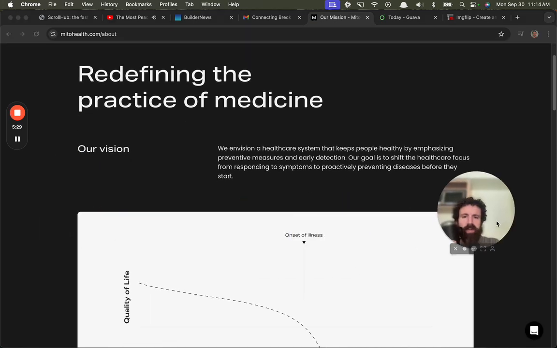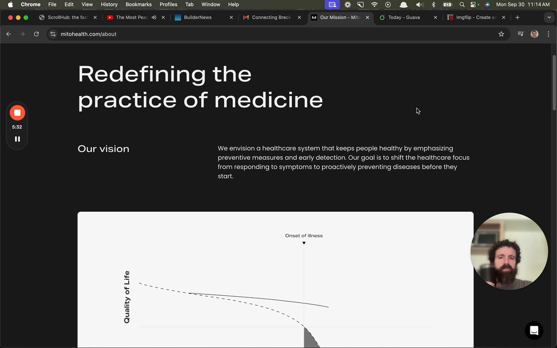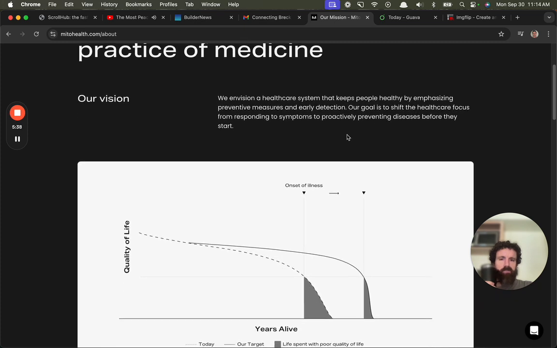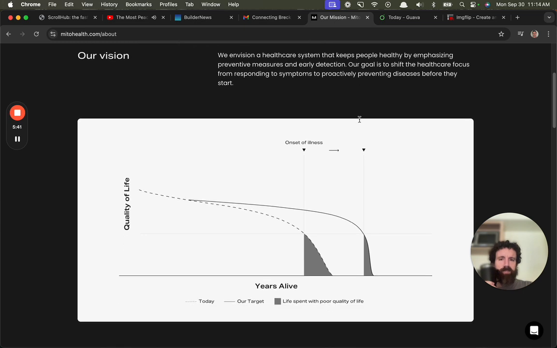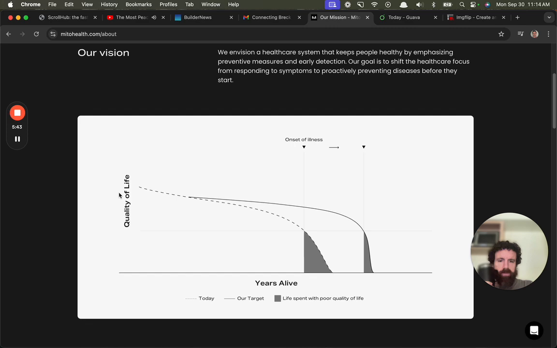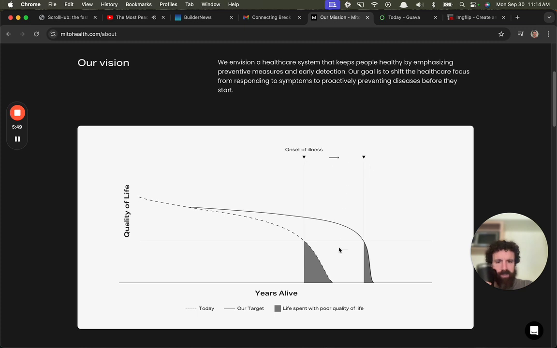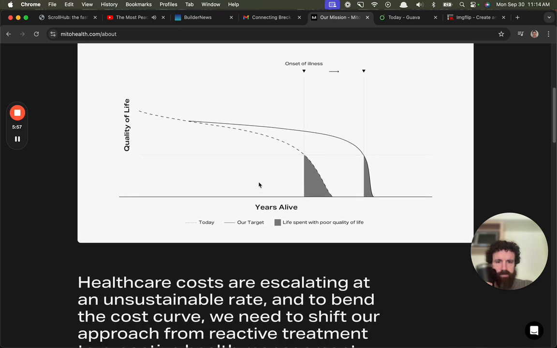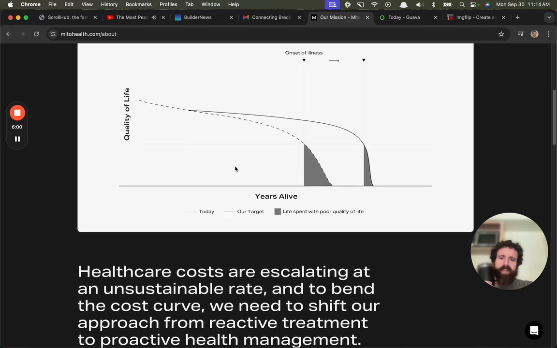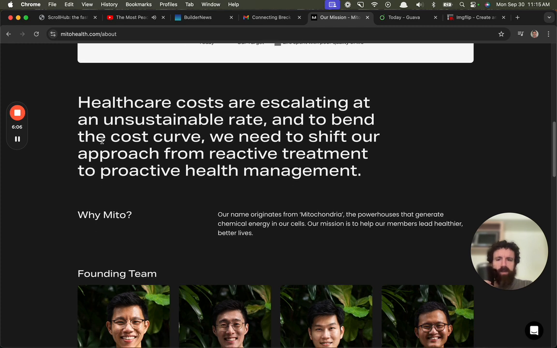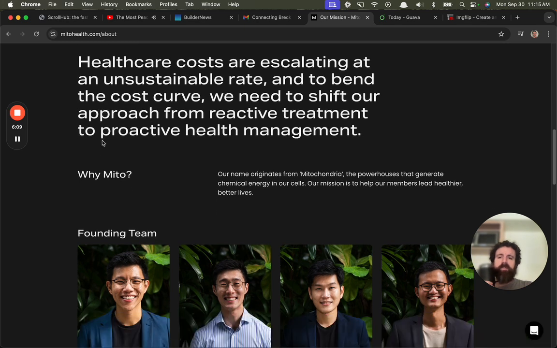Redefining the practice of medicine. Our vision, we envision a healthcare system that keeps people healthy by emphasizing preventive measures and early detection. Our goal is to shift the healthcare focus from responding to symptoms to practically preventing diseases before they start. Yes, quality of life. You want health span, not long life. Onset of illness, years alive, life spent with poor quality of life. Exactly. Today, our target. Pretty straightforward. I like this. Nice little visual. Nice job. Healthcare costs are escalating at an unsustainable rate, and to bend the cost curve, we need to shift our approach from reactive treatment to proactive health management.